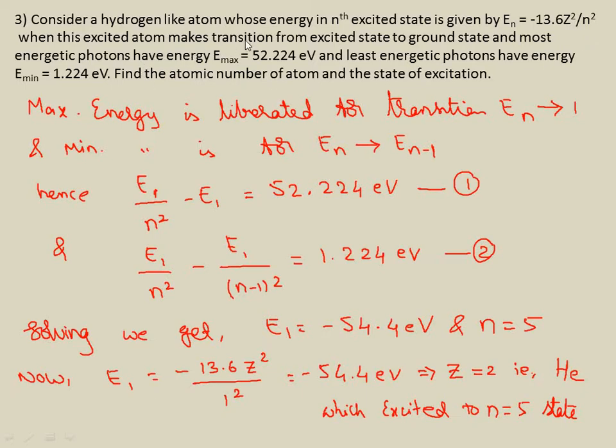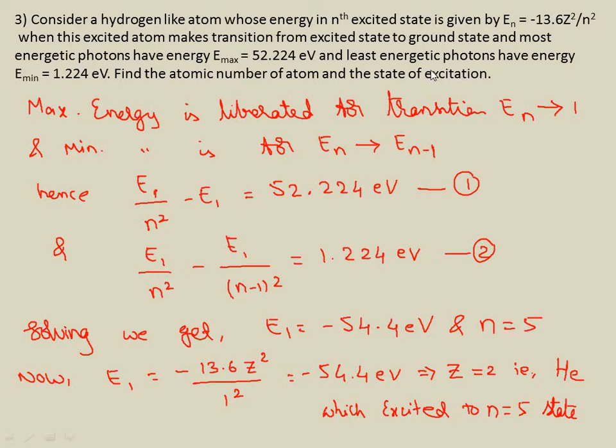When this excited atom makes a transition from the excited state to the ground state. What do you mean by the ground state? First level, n equals 1. Remember, in the theoretical part also I told you. Okay, don't confuse. The most energetic photons have energy Emax, which is 52.224 electron volt, and the least energetic photons have energy Emin, 1.224 electron volt. So these two have been given for the transitions. Find the atomic number of the atom and the state of excitation.